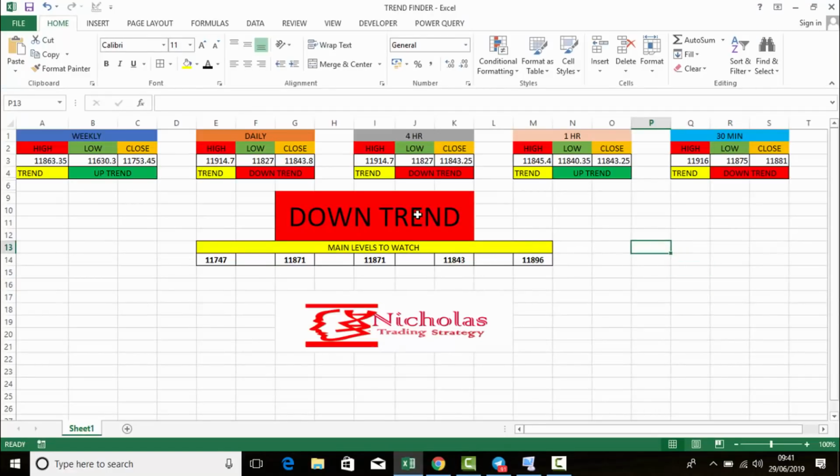If the trend is down, don't go for buy. If the trend is up, don't go for sell.